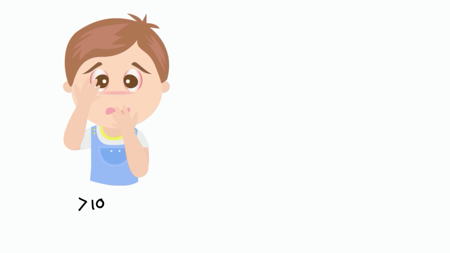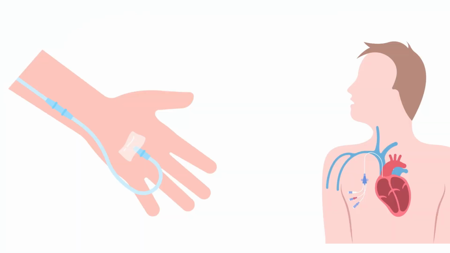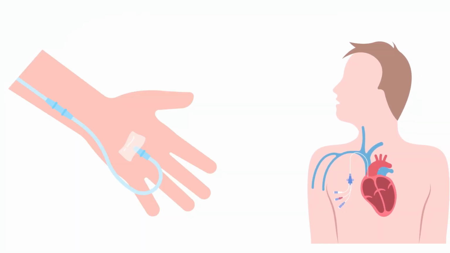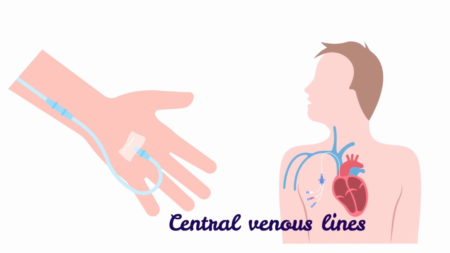In children with burns over 10% total body surface area, adults with burns over 15% total body surface area, and these fluids are administered through large caliber intravenous lines. If the patient is having more than 30% involvement, central venous lines should be used. How do we calculate the fluids?